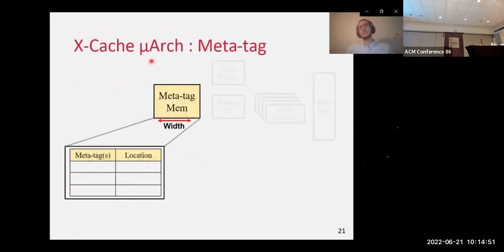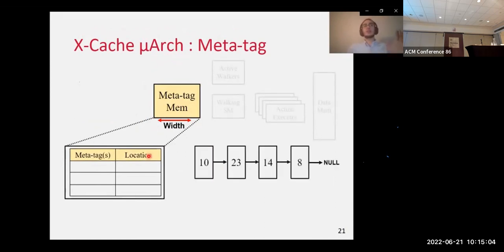So the first block in our microarchitecture is meta tag memory, and it's simply a mapping between meta tags and the location of data inside the data memory. In the same example that I showed before, let's say that we cached 14. The next time that we're going to access the same node, we can bypass the walking. We do not need to go over 10, then 23, and then 14. We can directly access node 14 and read it from the data memory.